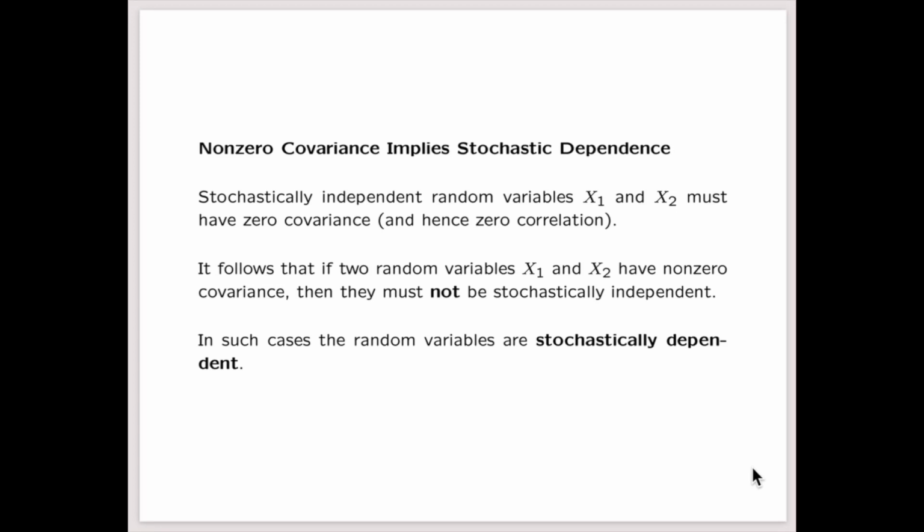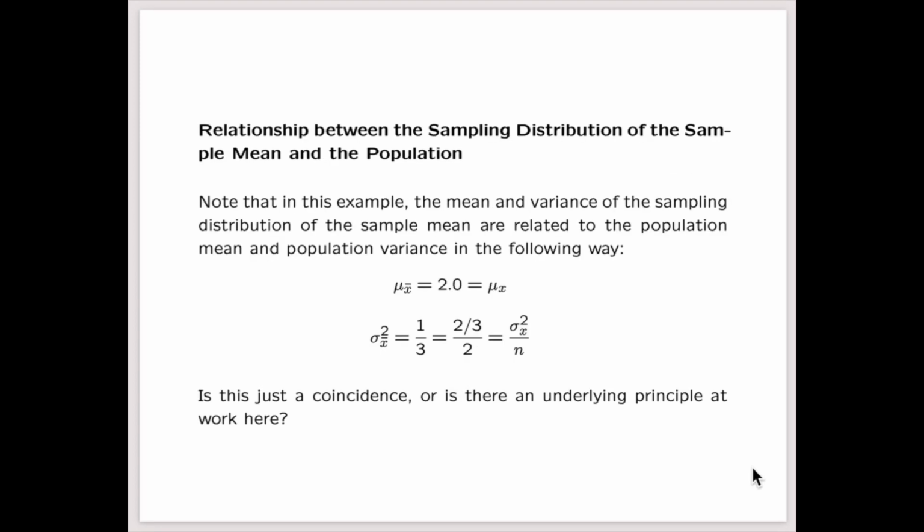But let's get back to the other things that we were talking about. We'll come back to the independence and so forth later. So getting back to the calculations that we've done, let's look at the relationship between the sampling distribution of the sample mean and the population.